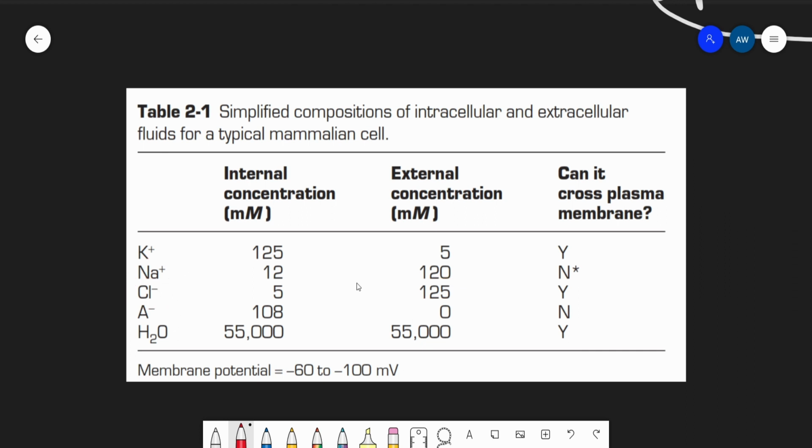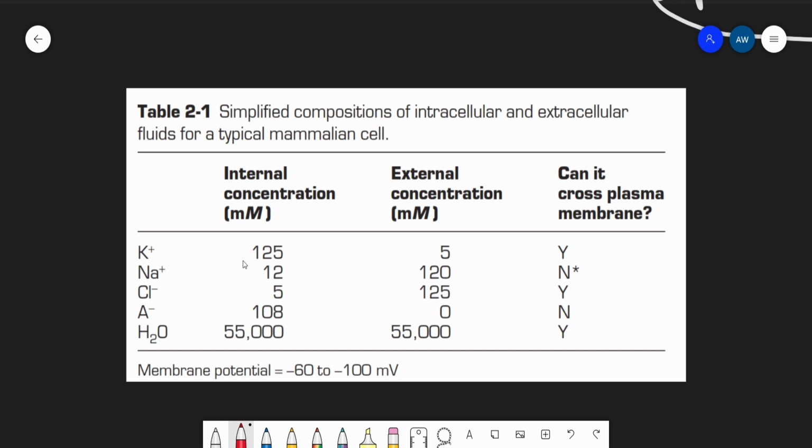However, if we were to create an imbalance, say for example we want to move some chlorine from the outside to the inside, then that will make the outside of the cell more positive and the inside of the cell more negative. And that's going to lead to a decrease in membrane potential.